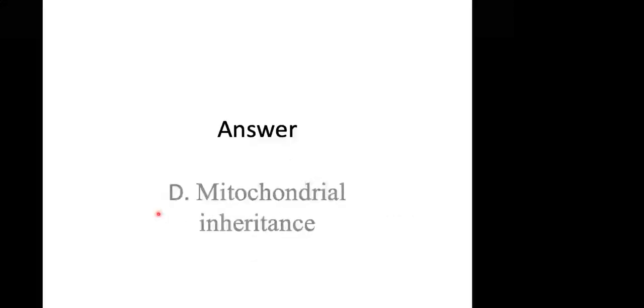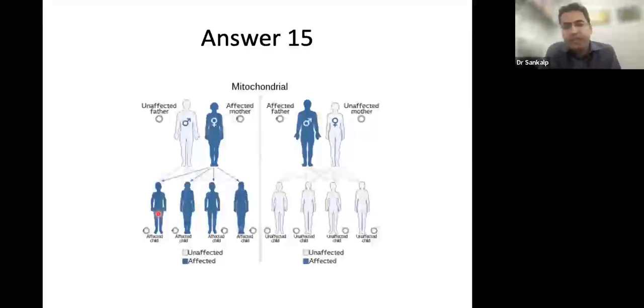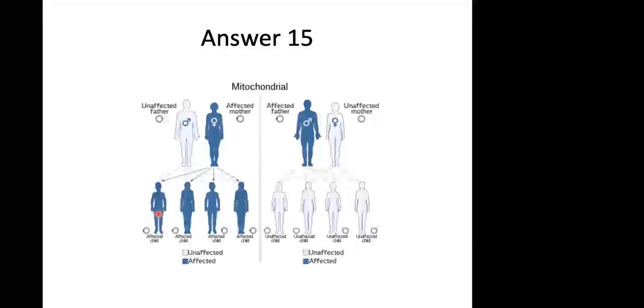A few examples of that will be Leber's optic atrophy, MERRF, MELAS. All these fall into the mitochondrial inheritance pattern. So this is the classical one. If only the female is the source for the next generation's inheritance, and if a male is affected and the next generation is not affected, you're dealing probably with mitochondrial inheritance.